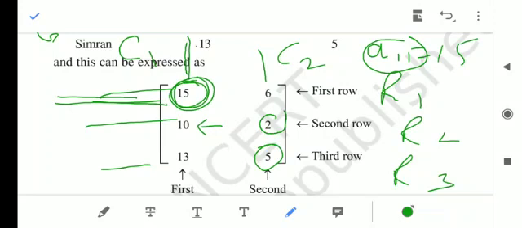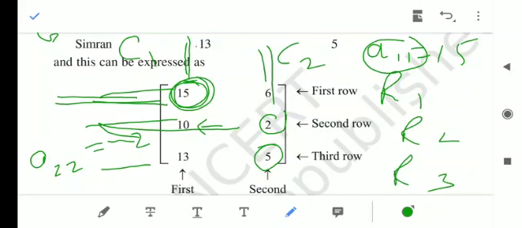If I ask about 2, in which row is it lying? It is lying in the second row and second column. So we can say a22. a22 represents the second row and second column. Which element is represented here? 2. So a22 is 2. In this way we can specify the particular position of an element.